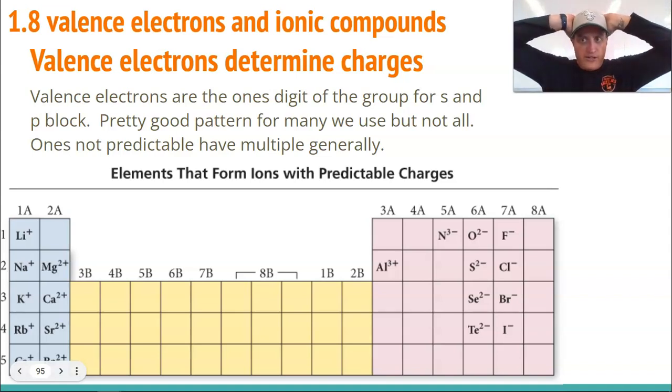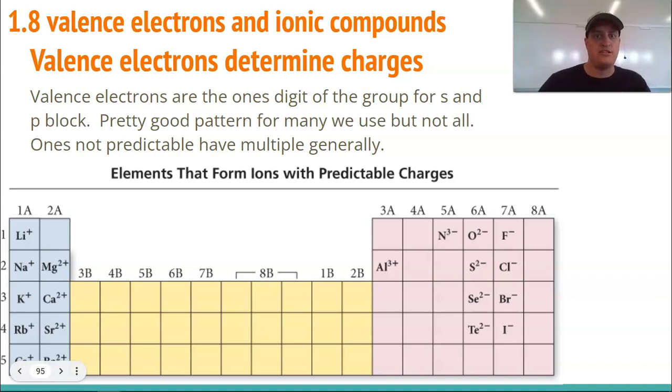Well, let's take a look at our last section of Unit 1. Valence electrons, you've heard me talk about that a lot. And ionic compounds I've mentioned briefly. I think we were talking about empirical formulas. So valence electrons really determine the charges. Get used to the patterns that we have here. Most of them are predictable, but some of them will have multiples.